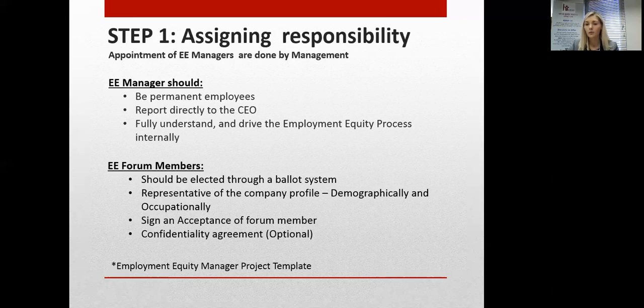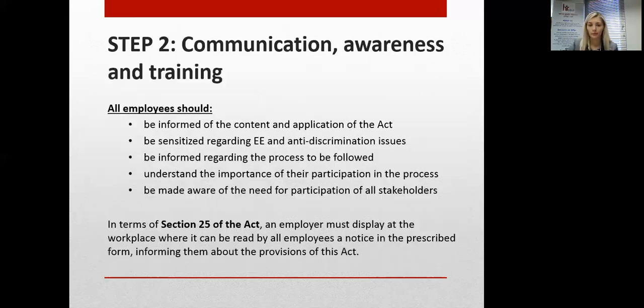Once we've established it and we've had our elections, the first meeting we have is a training session for everyone to understand their roles and responsibilities and the process we follow in employment equity. Once they've had their training session, we give them an acceptance form to ensure that they were not forced to be part of the meeting and they would like to participate. The next one is not required, but it is recommended. It is an option. A confidentiality agreement to ensure that it is a safe space and whatever is discussed in the meeting is confidential. Management does have the last say.